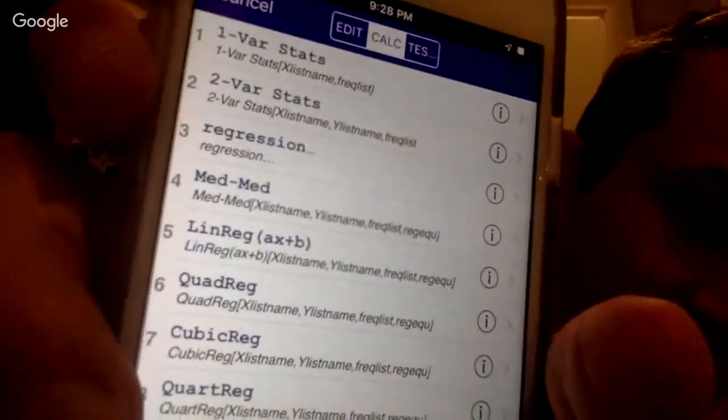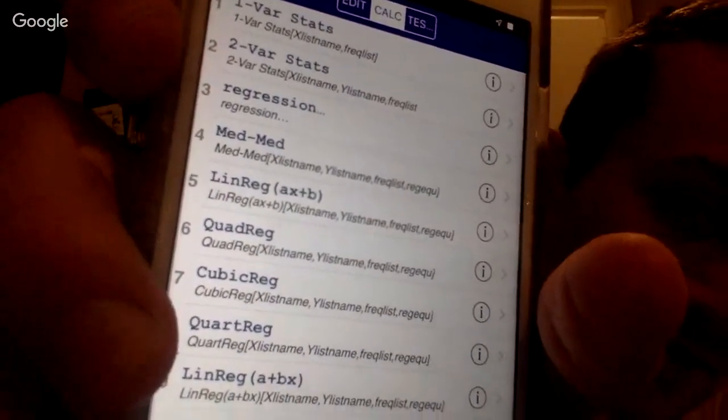And what you're going to do is go to Stat, Calc. Then you're going to go down to Linear Regression, number 5 is on my list. Stat, Calc, Linear Regression, and you'll just put L1 and L2 in. So we're going to put L1 and then L2.